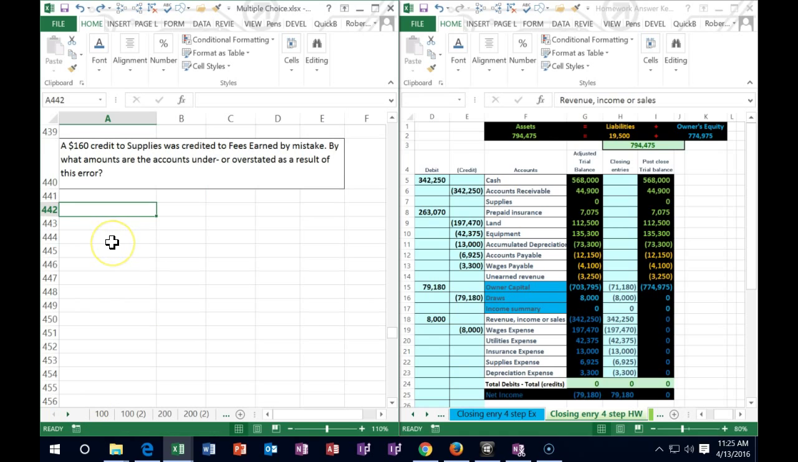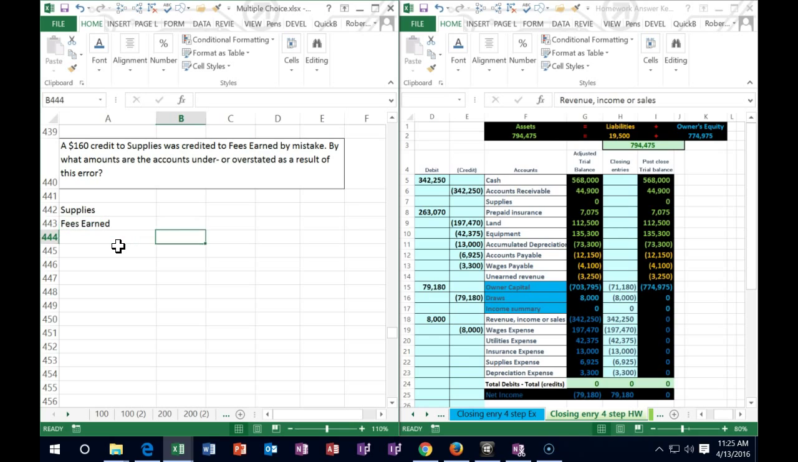Next one says we got a 160 credit to supplies was credited to fees earned by mistake. So we have an error that was made. By what amounts are the accounts under or overstated? So we've got to see what happened and what should have happened, and then how this affected the transaction. Is it overstated or understated? So I'm going to list the accounts here. The accounts that we're talking about are supplies and fees earned.